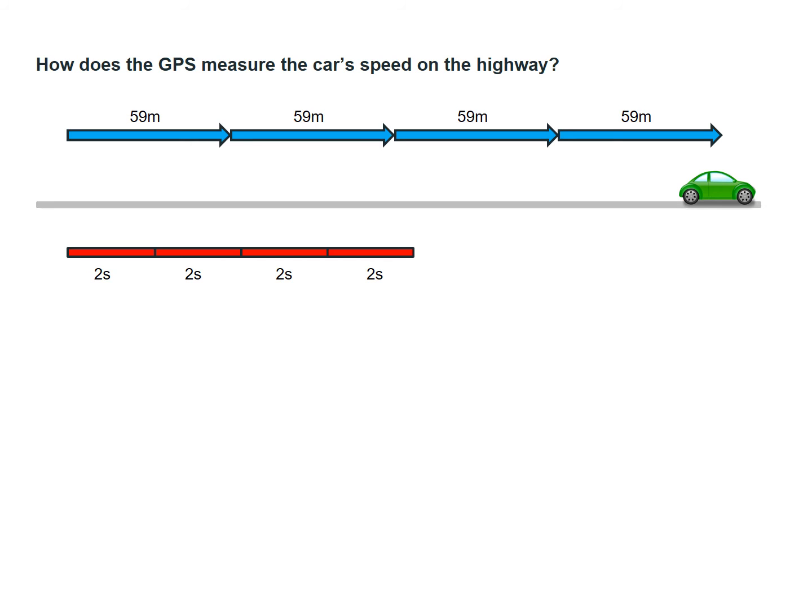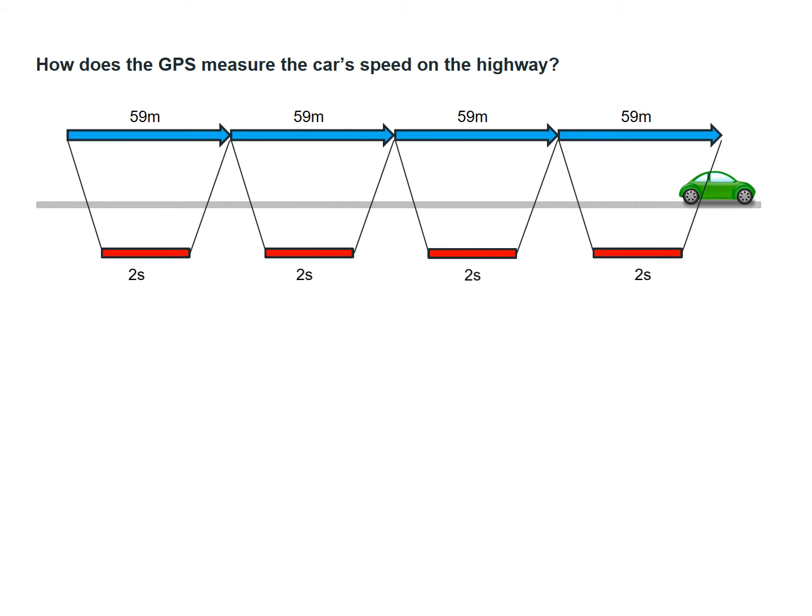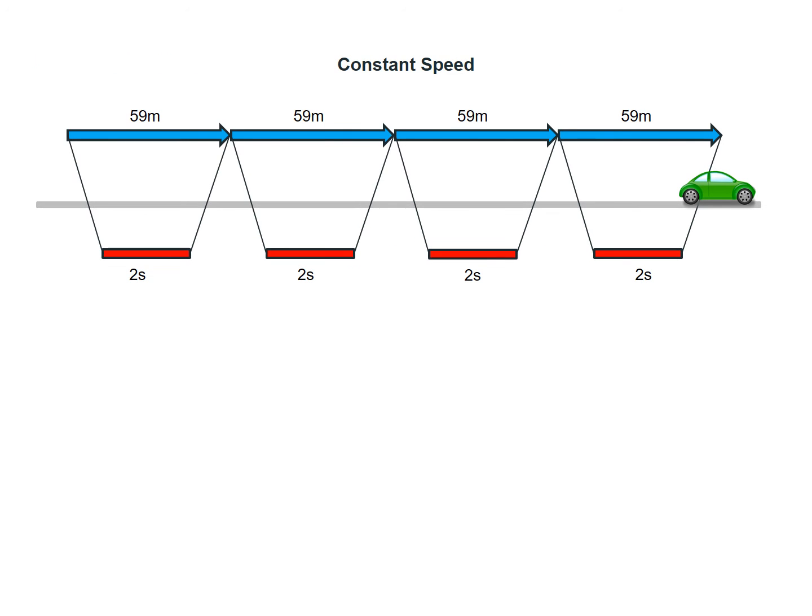Now let's think about how these time intervals correspond to the distance intervals. These black lines indicate how each distance interval corresponds to a time interval. The key feature here is that the size of each distance interval is always the same, no matter which 2-second time interval you are looking at. How would this picture have changed if we had used 1-second intervals instead of 2-second intervals?